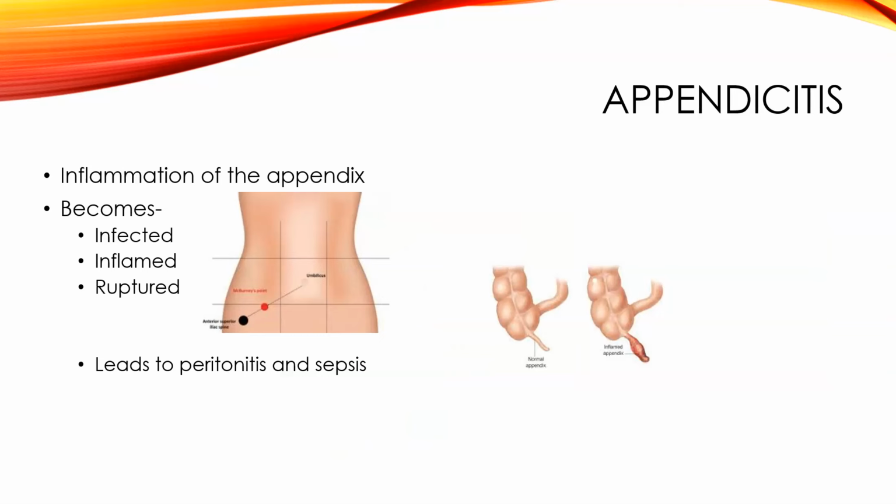And the last disease process is appendicitis. It's an inflammation of the appendix. It becomes infected, inflamed, or ruptured. So basically, we have what we call an appendix. It's a small little pouch that's connected to your large bowel.